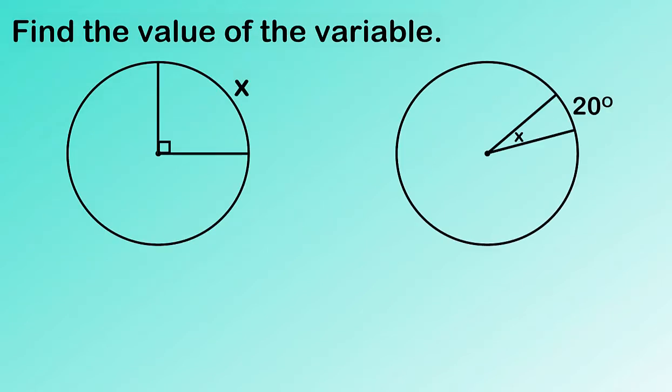So if I look at these values, I'll see that right here, this is a right angle or a 90-degree angle. And I know that this arc has to have the same value. So x is equal to 90 degrees. I know again that this angle has to have the same value as its intercepted arc. So this angle must be equal to 20 degrees.